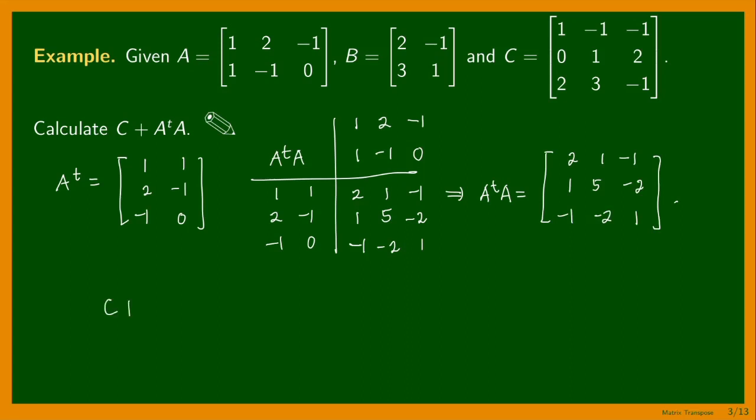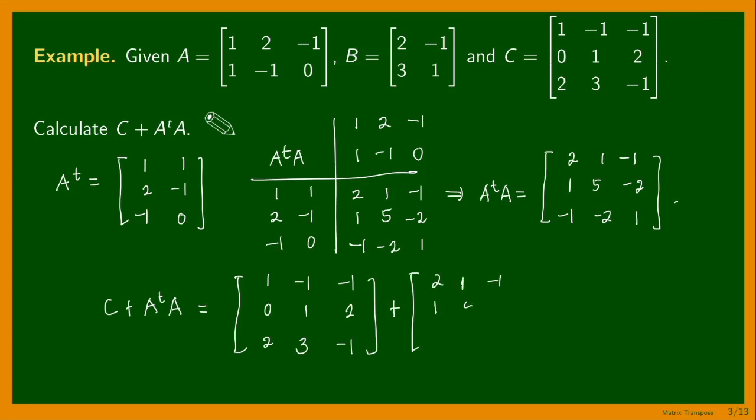Finally, to get C plus A transpose times A, we simply add the matrix C as shown, plus A transpose A, which is 2, 1, minus 1 in the first row, 1, 5, negative 2 in the second row, negative 1, negative 2, 1 in the last row. So the resulting sum is 3, 0, minus 2, 1, 6, 0, 1, 1, and 0, if that makes sense.